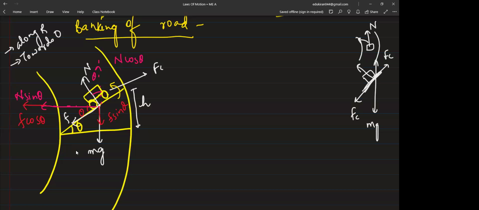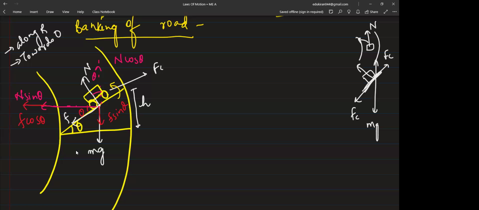Okay. Now what are we going to do? We are going to resolve the vectors which are present. Now in which manner, how do you resolve the vectors? You resolve the vectors in two portions. First portion is the normal reaction. Second portion will be the frictional force. Why? See, we resolve the vectors along the radius and towards the center.